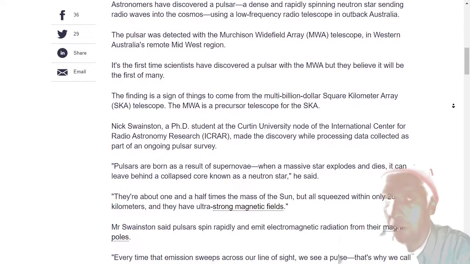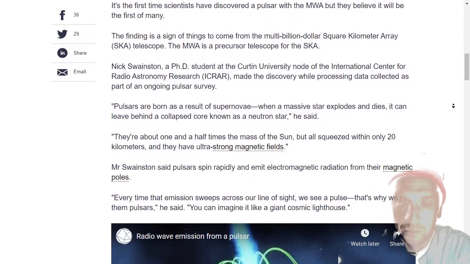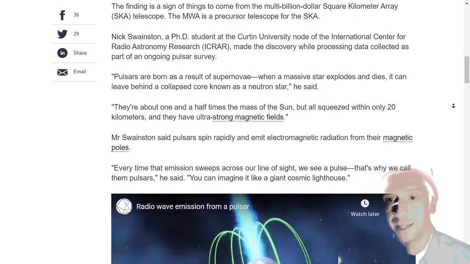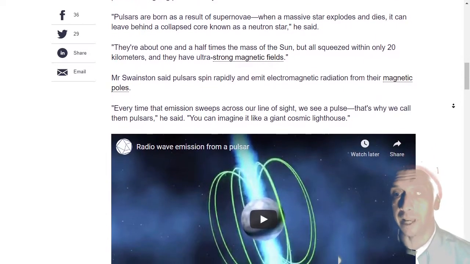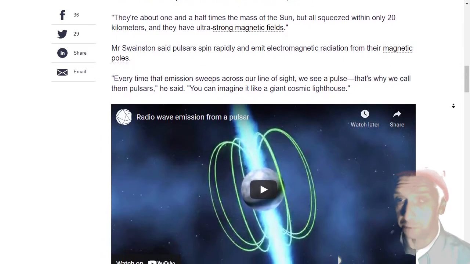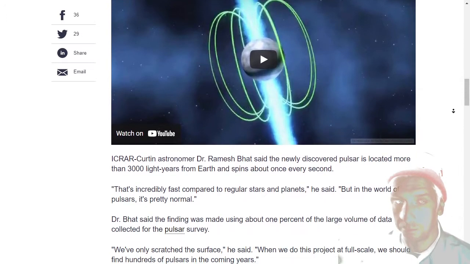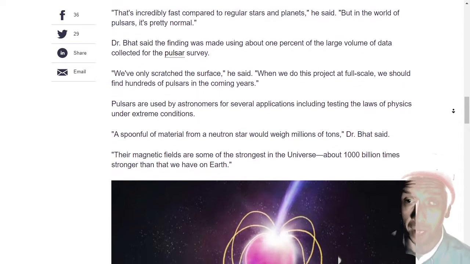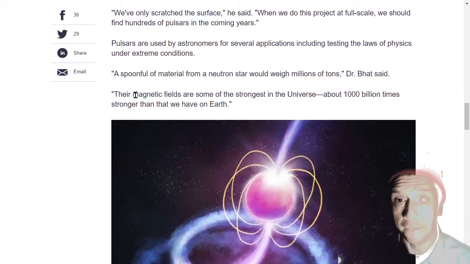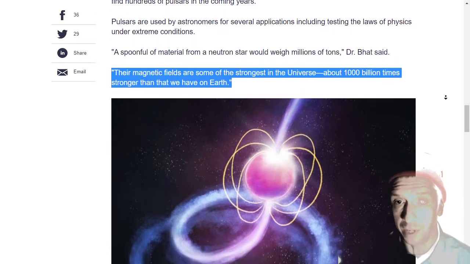And exactly how pulsars do what they do is sort of up for debate in certain sectors. So we'll kick off today's cosmology segment by talking about the, quote, giant cosmic lighthouses, end quote, known as pulsars. Anyway, there's some kind of extreme flux happening, certainly from a pulsar. Again, the magnetic fields are some of the strongest in the universe, about 1 trillion times, or 1,000 billion times, stronger than what we have on Earth.